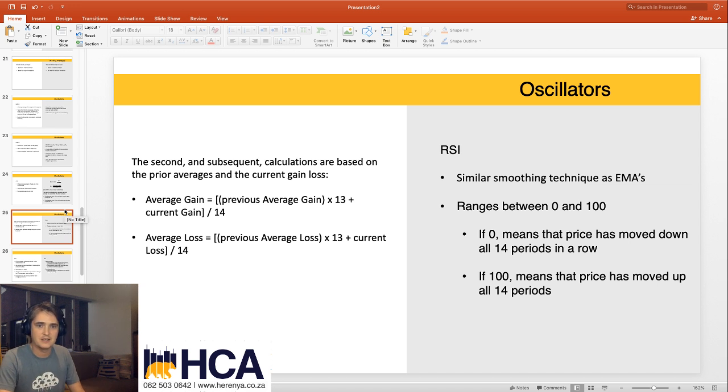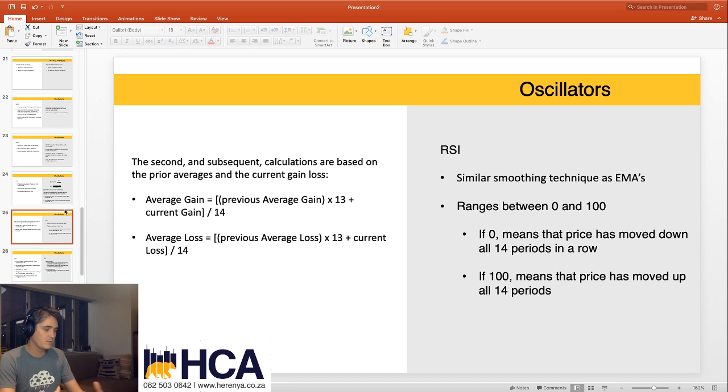The second data point, we now change the RS calculation to the previous average gain, right, times 13 plus the current gain, divided by 14. So whatever our calculation was that we worked out first, which is the gains over 14 days added together and divided by 14, we now take that value, times it by 13, add today's gain if it has one, and divide that by 14. The same applies on the negative, and this gives us a bit of a smoothing technique to try and figure out what the momentum is, right?